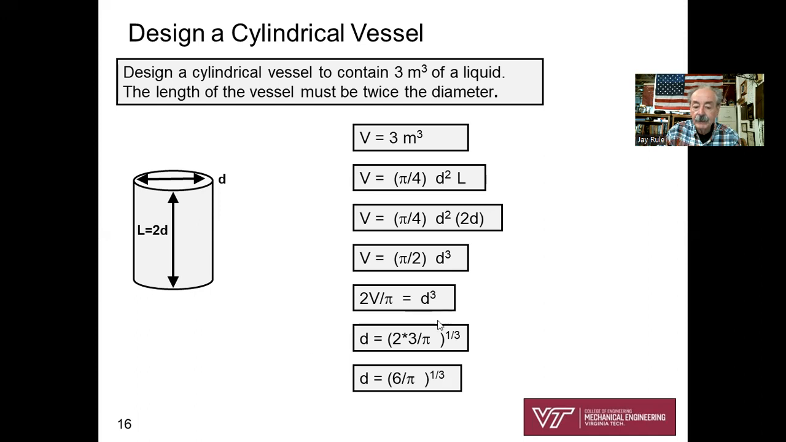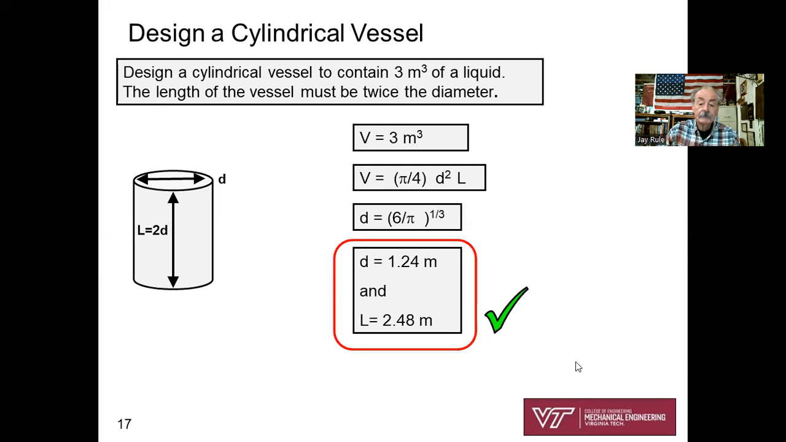And then numerically, we're going to jam in the volume, which was 3 cubic meters. So d is 6 over pi to the 1/3 power, or the cube root. And there we go. The diameter is 1.24 meters, and so the length is twice that, or 2.48 meters. Not so bad, but that's the way you would show it if this were a homework problem. Those are the steps you'd show, using algebra to get to the result.